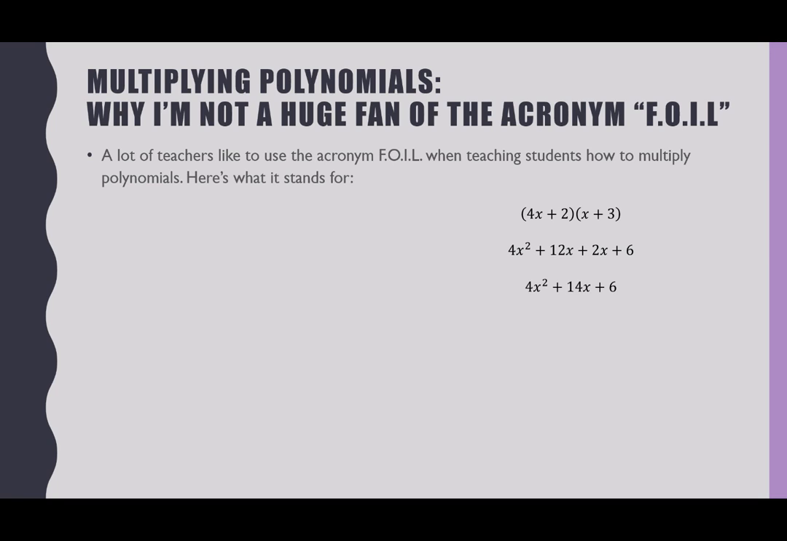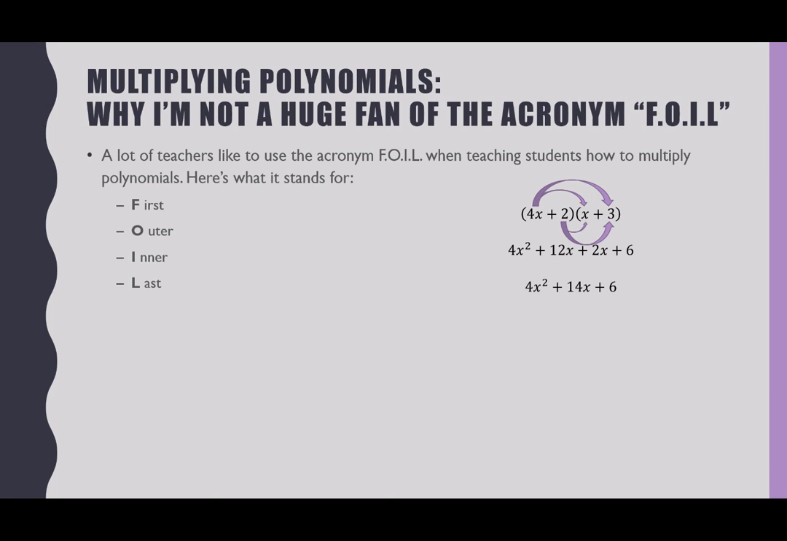So first of all, FOIL, that acronym, stands for first. So first term multiplied with first term. Outermost on the left multiplied with outermost on the right. Inner. So your 2 terms in the very, very middle of the problem. And then the L stands for last. So the last term in both sets of parentheses being multiplied together.